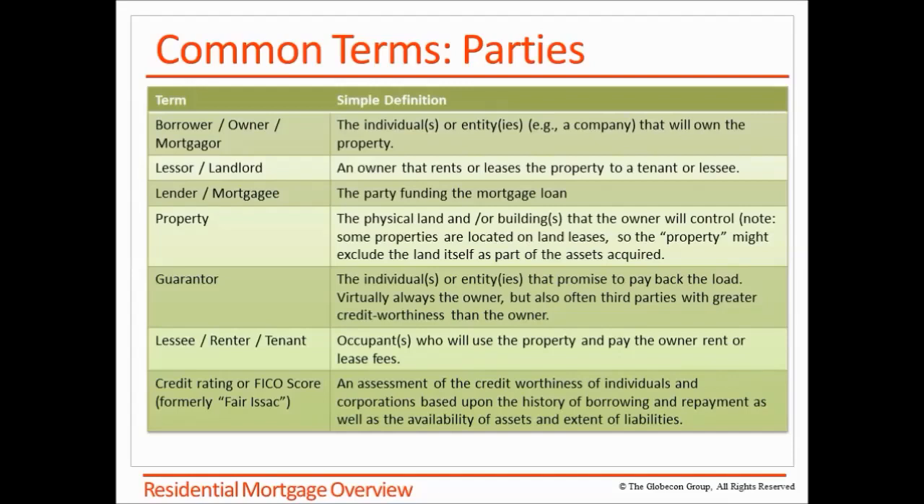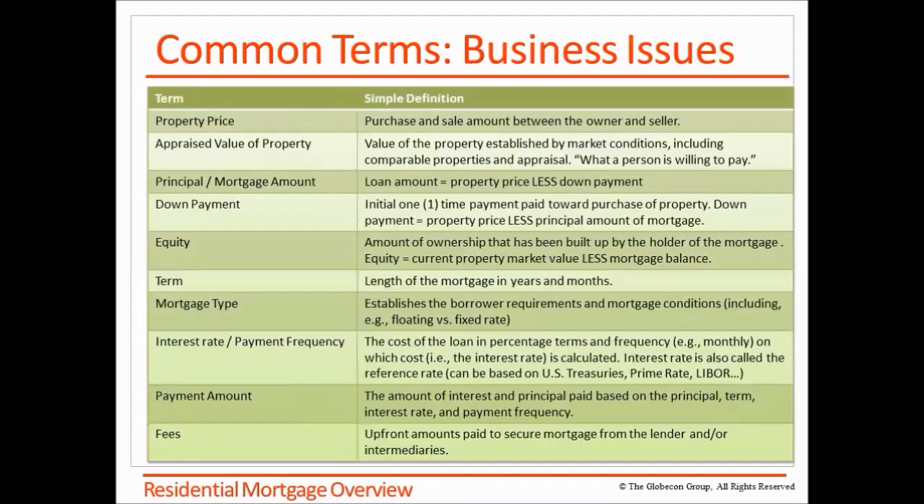Another party that's involved is the credit rating agency, and they give you a FICO score, or a Fair Isaac score, and we're going to talk more about that in a lot of detail in a future module. This is used as an assessment of credit worthiness of individuals and corporations based on the history of borrowing and repayments, as well as the availability of assets and extent of liabilities. So those are really the key people and key terms for parties within the mortgage process.